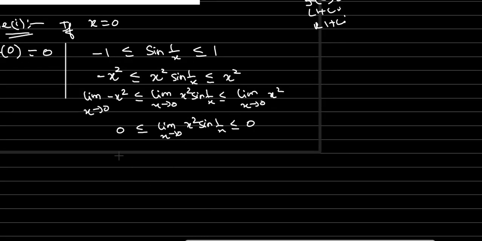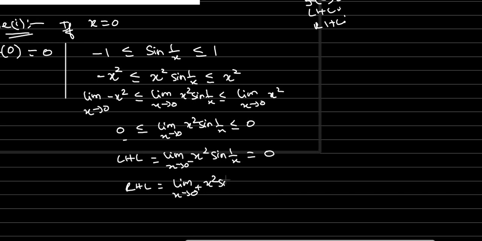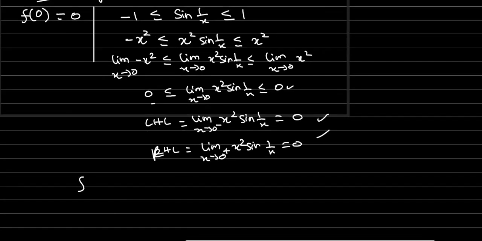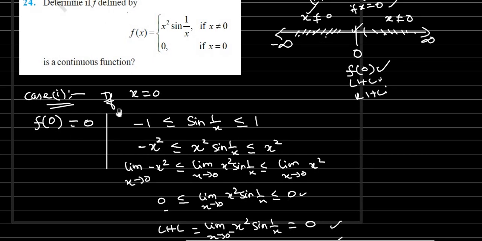So what we can say from this: the left hand limit, limit x approaching 0 of x square sine 1 by x, what is the value that we are getting? It is 0. In the same way, the right hand limit, limit x approaching 0 from the right side of x square sine 1 by x, that value is also 0. So from these two, the left hand limit, the right hand limit and f of 0, we can say that all the values are the same. F of 0, left hand limit and right hand limit are the same. We can say that the given f of x is continuous at x equal to 0.